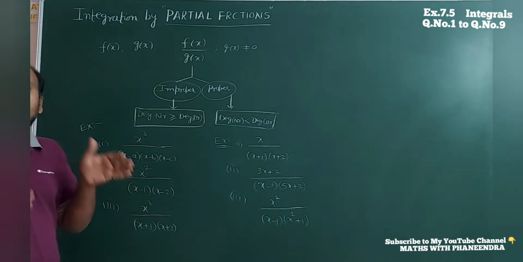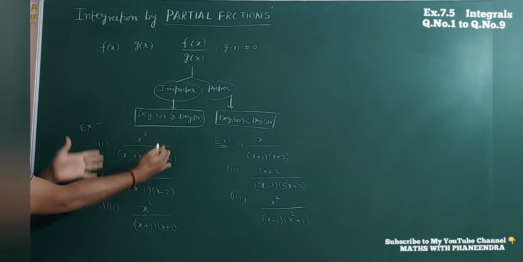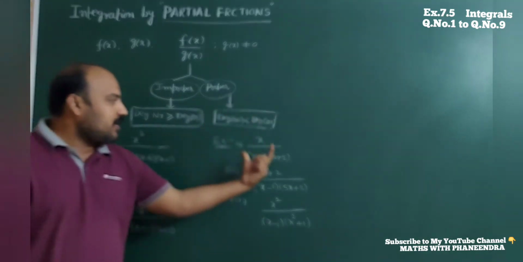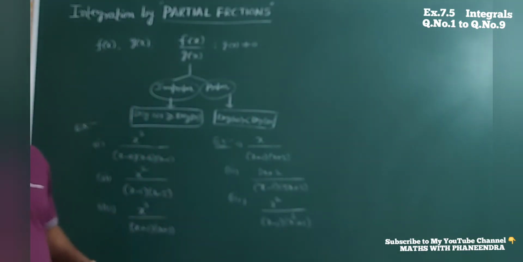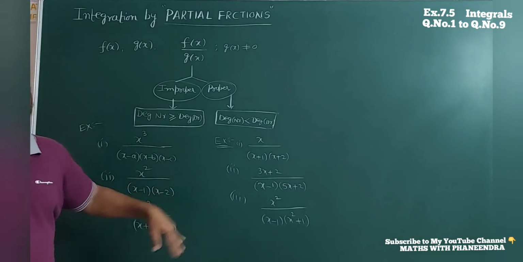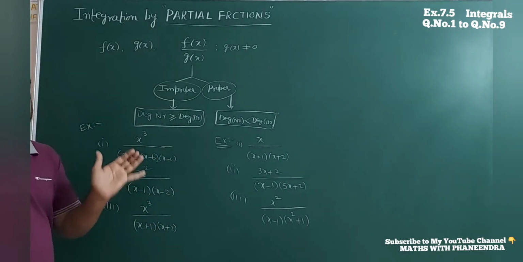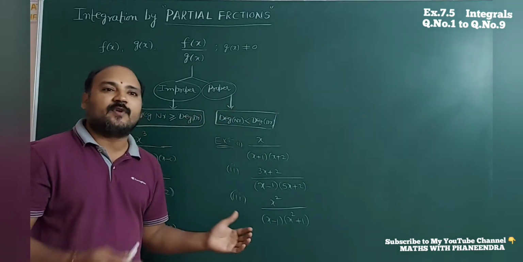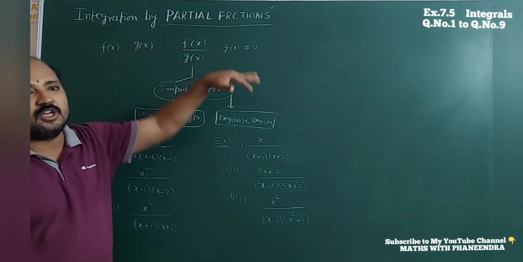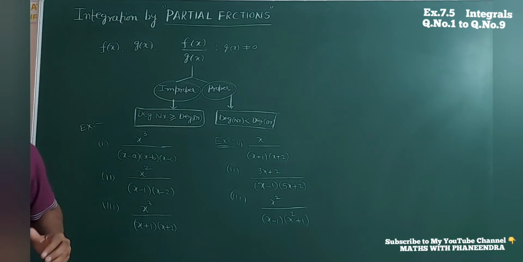After that, how do we integrate these types of improper and proper fractions? I will give some procedure regarding this. If the integral is in this form, how do we resolve it into partial fractions and then integrate?